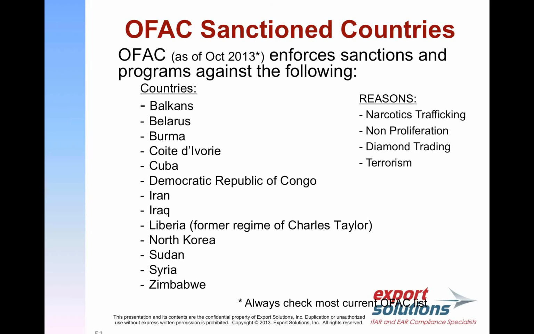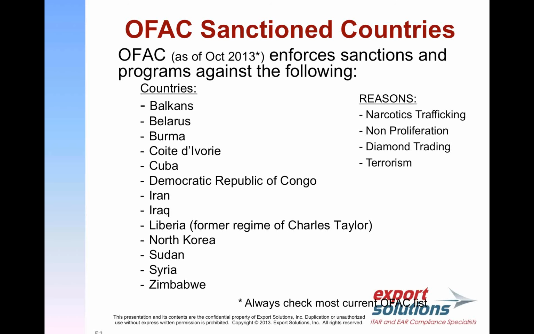And as you can see, any of the former Yugoslavian countries in the Balkans, Belarus, country of Burma, Ivory Coast, Cuba. You always hear about sanctions against Cuba. The Democratic Republic of the Congo, Iran, Iraq. I'm sure there's some ISIS measures in place now at this point. The part of Liberia that used to be under Charles Taylor's regime. North Korea, perpetually on the list since 1950. The Sudan, Syria, and Zimbabwe.